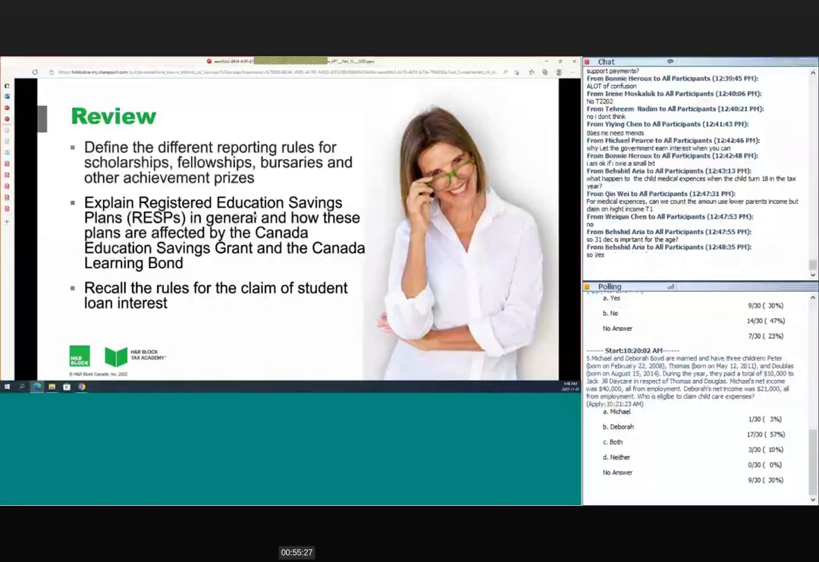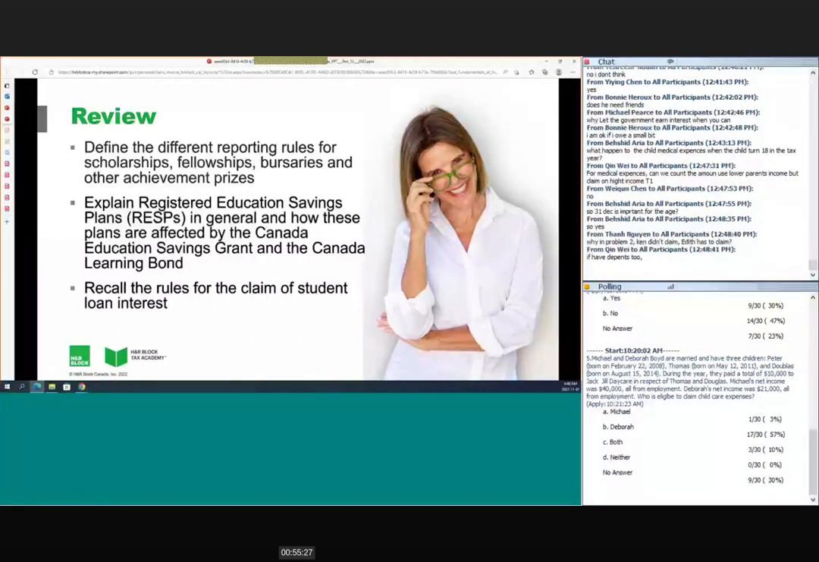You're considered an adult at 18 in this case. Yes, right. If they turn 18 on January 1st, they're still 17 for the prior year. So the other question is, if we have dependents too, for medical expenses, can we count the amount?